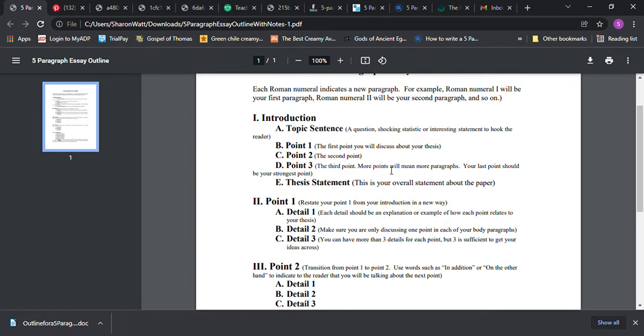Your last point should be your strongest point, it says. This is your overall statement about the paper. And some of them say that your last point should be the weakest and your first one should be the strongest. So I thought that was interesting. Okay, so this is point 1.